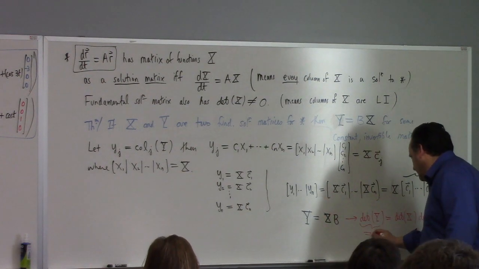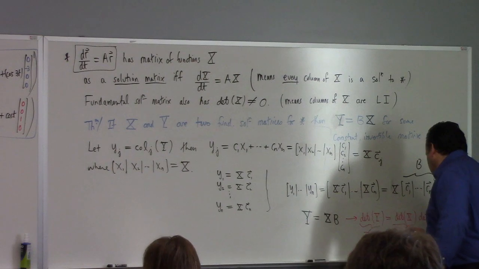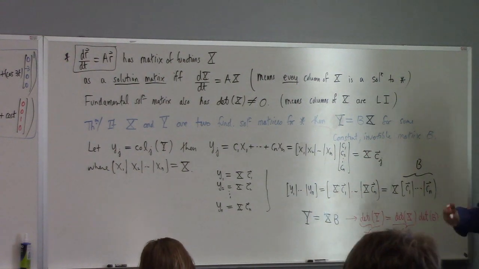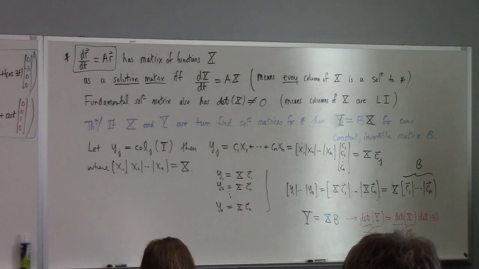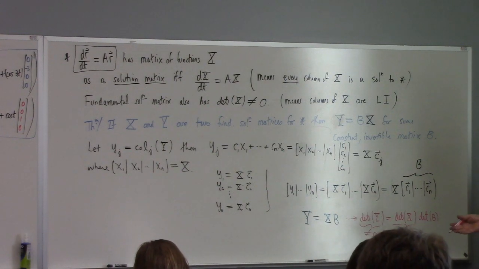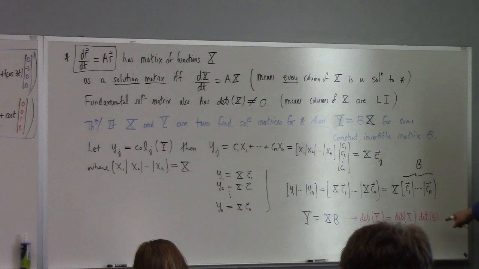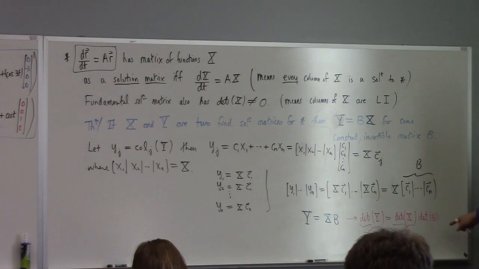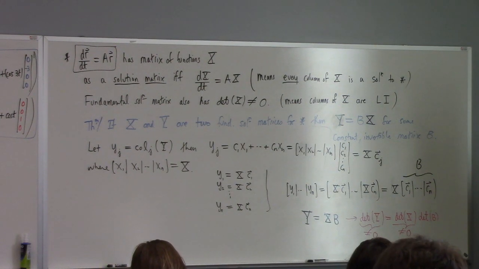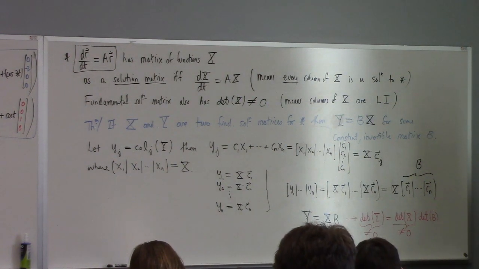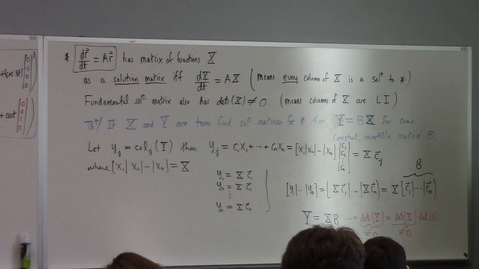This is not equal to 0. This is not equal to 0. Why? Because we're assuming that they're fundamental solution matrices. Hence, the determinant of B is not equal to 0, which is tantamount to saying that B is an invertible matrix. And that's the theorem. So this is interesting. This means that any two fundamental solution matrices are related by a constant multiple of some given invertible matrix, all right?